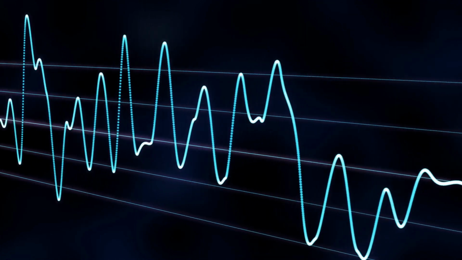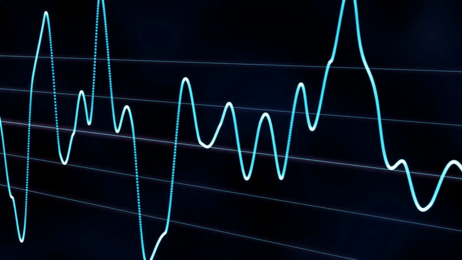For example, with sound, we can determine the volume and the pitch based on the size of the wave. So there are two ways that we measure waves. Well, there's more than two, but there's two that we're going to talk about right now. One of those is called wavelength.